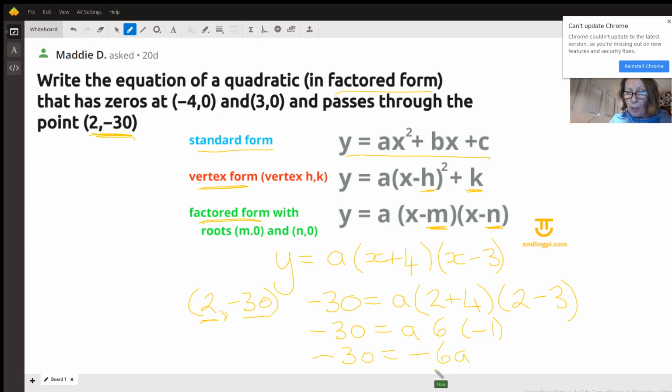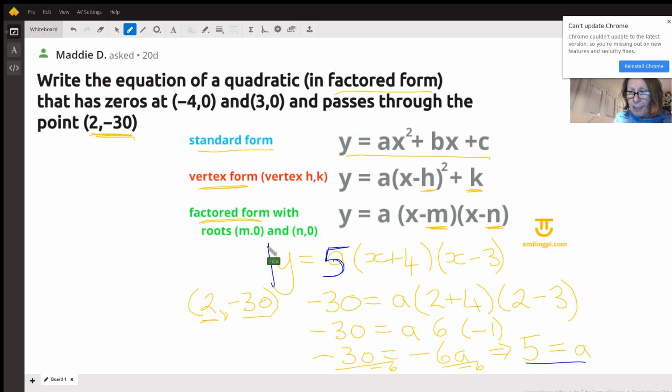Kind of out of room here at the bottom, but I'm going to squeeze it in and divide both sides by -6, which will give us -30 divided by -6 is 5. -6a divided by -6 is just a. So our final equation, and if you can excuse me for being lazy here, I'm just going to put that a equals 5 right here.